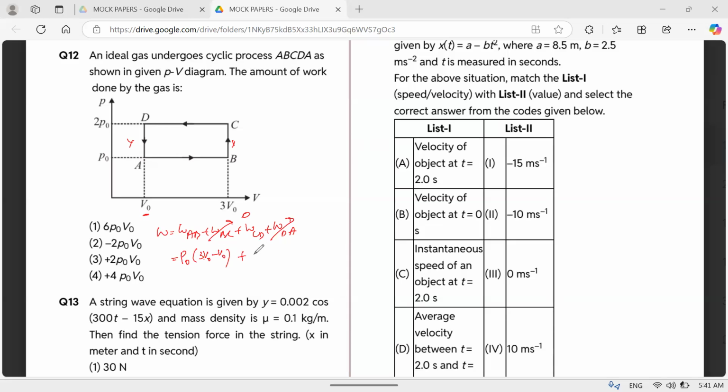Then for CD, what will be the answer, beta? The pressure will be equal to how much? 2P naught, isn't it? And we are going from V naught to 3V naught, so the change is V naught minus 3V naught. So this will be 2 times P naught V naught, which is minus 4 P naught V naught. So how much am I getting right now? Minus 2 P naught V naught. So work done is negative. What option can I write? Minus 2 P naught V naught. Questions? Yes, sir.